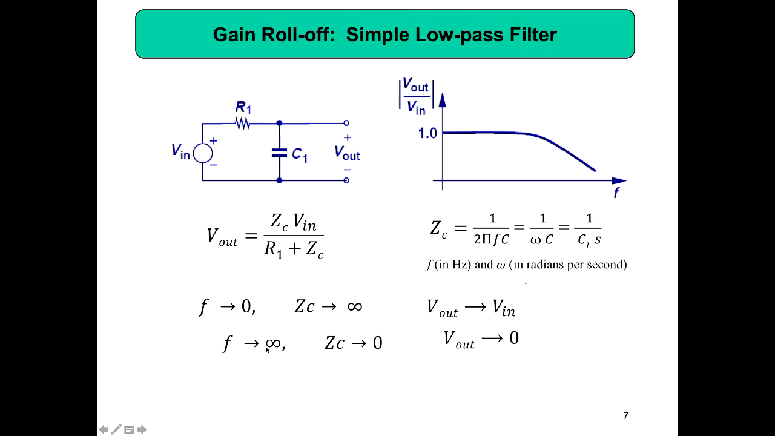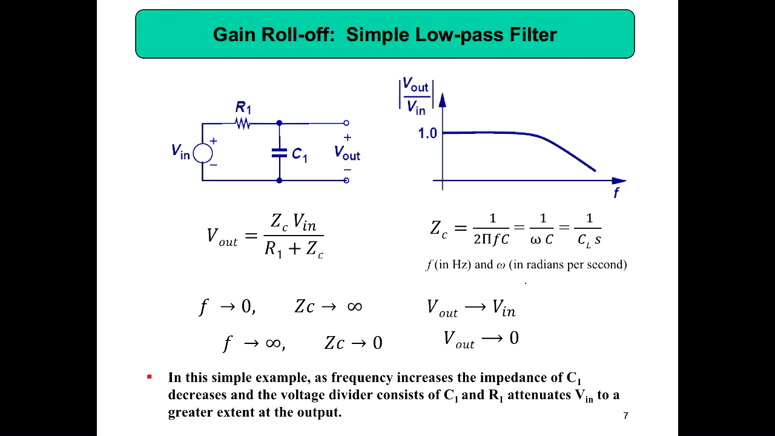When you apply these two conditions, you can understand whether it is a low pass or high pass. In this simple example, as frequency increases, the impedance of C1 decreases. That is what we see. The voltage divider consisting of C1 and R1 attenuates V in to a greater extent at high frequency. So it is a low pass filter.